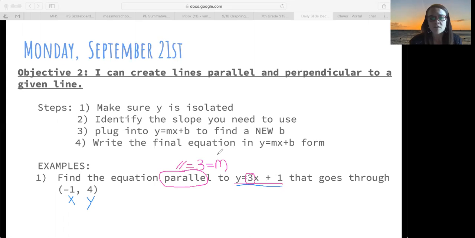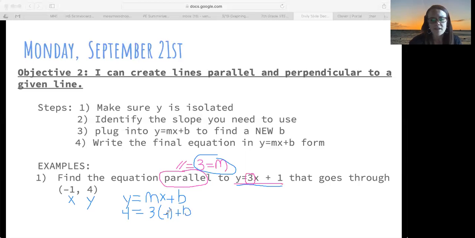It is going to use this slope, and it has to run through the point that they gave you. So we're going to take, this is step number 3 now, we're going to plug into y equals mx plus b the numbers that I have, just like we practiced on Monday. Everything we're doing right now, you got this down. So my y is 4, so it'll be 4 equals m, which is 3, times my x, which is -1, plus b.